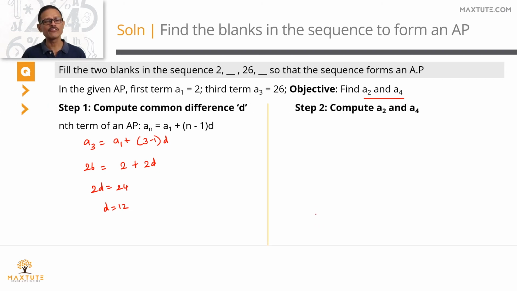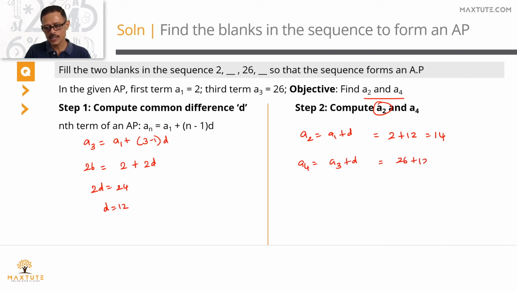Once you have the common difference, then finding out the remaining two values is very simple. A2 is equal to A1 plus D. What is A1? A1 is equal to 2. What is D? D is equal to 12. So A2 is equal to 14. So the first part is done. A4 is nothing but A3 plus D. What is A3? A3 is 26, given in the question. 12 common difference we have computed. So A4 is equal to 38. So this term is equal to 14 and this is equal to 38.